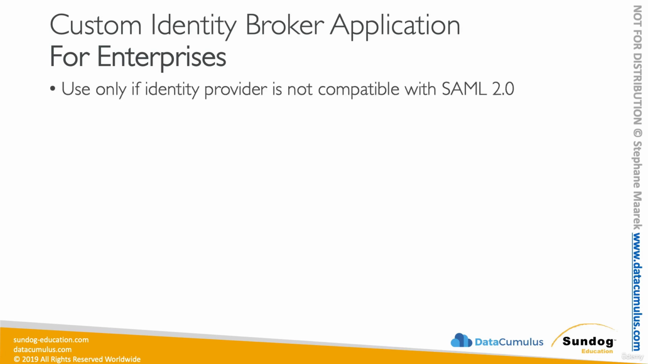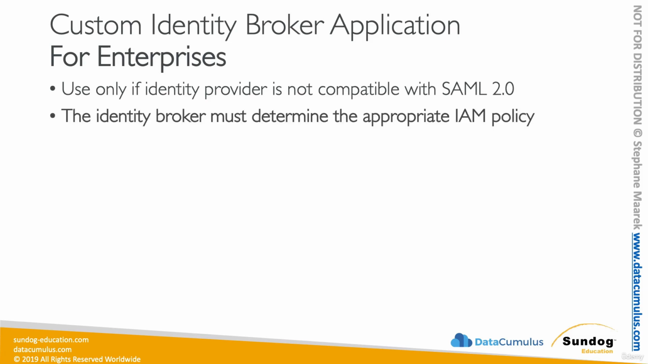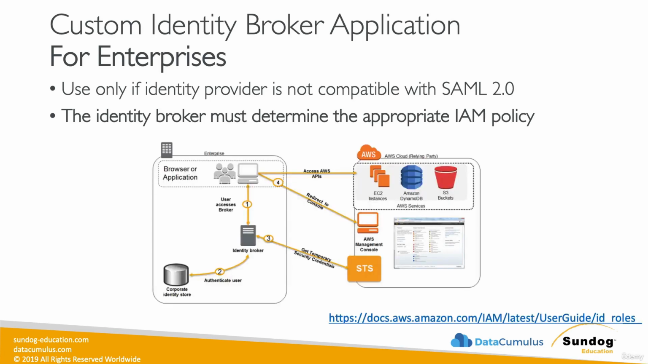So that's only if you don't have a SAML 2.0, and that's a bit more complicated. Basically, you have to program what's called an identity broker, and it's an application, and you have to program it. And this identity broker must be used to determine the appropriate IAM policy you apply. So what's the change? Well, here it is.